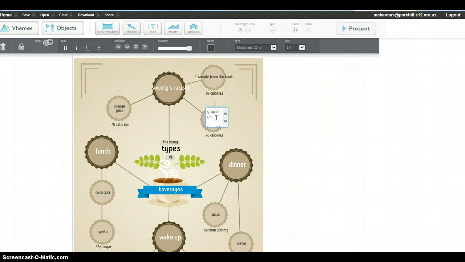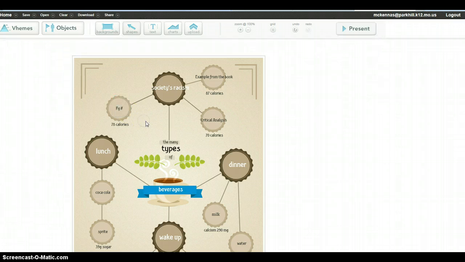Oops, I should erase grapefruit. So your critical analysis. Obviously, you're not going to write "critical analysis," but you get my drift. And then over here, you just simply put the page number, so that it can be referenced in the book. And then of course you'd go through and do that for each of the 5 that you need to do.